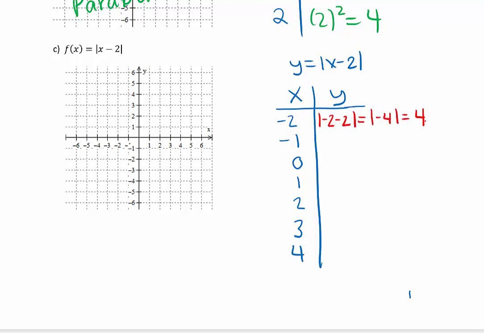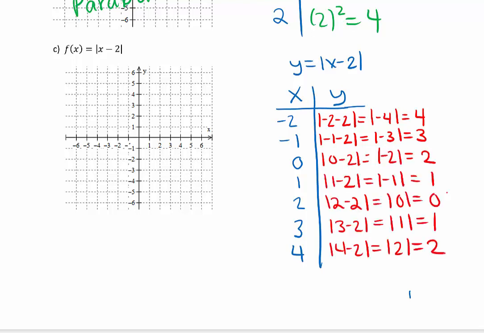If I plug in negative 2, absolute value of negative 2 minus 2 is absolute value of negative 4, or 4. I plug in negative 1. Negative 1 minus 2 is negative 3, and absolute value of negative 3 is 3. And I do the exact same thing for the rest of the x values given. I plug in the x value, do the subtraction, and then take the absolute value.